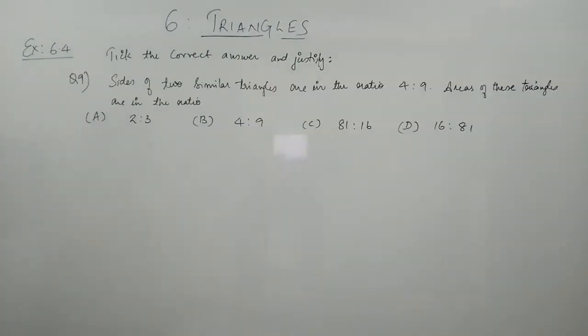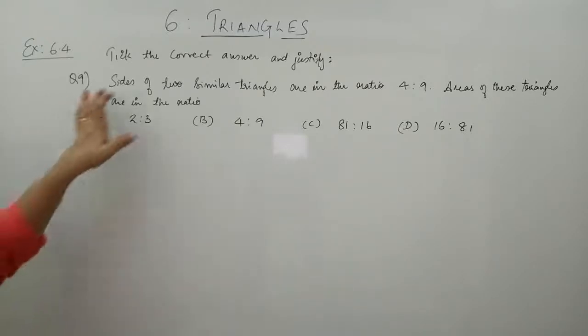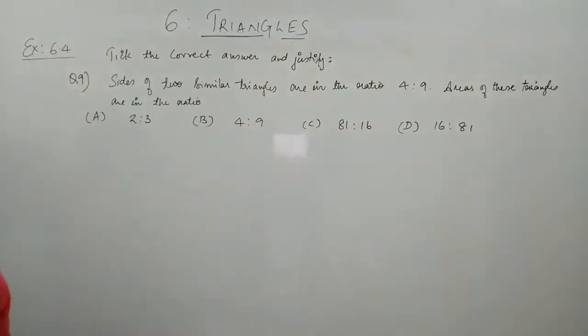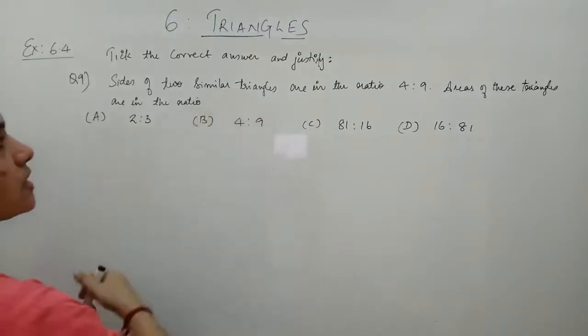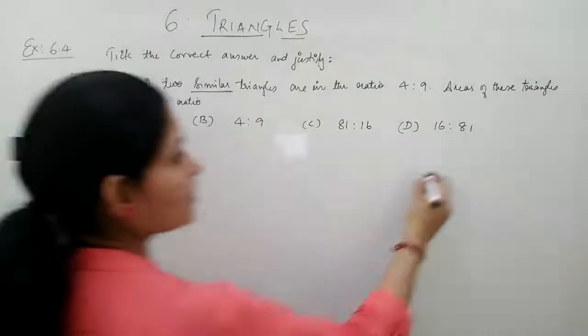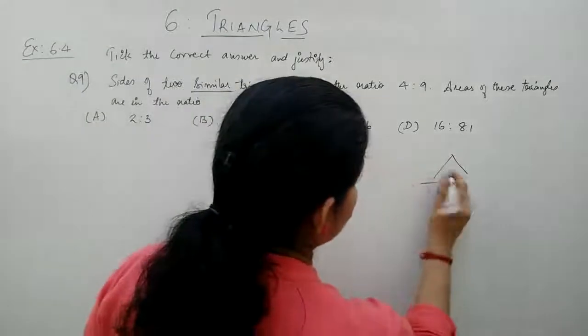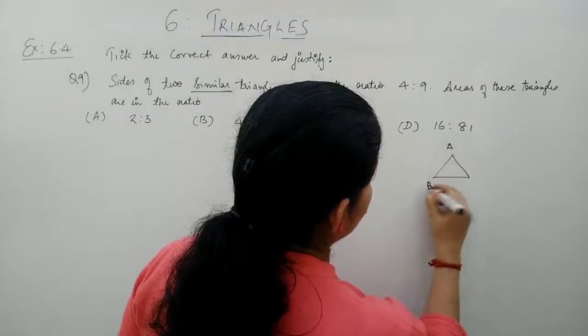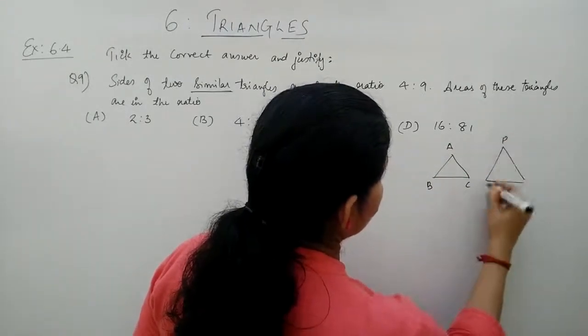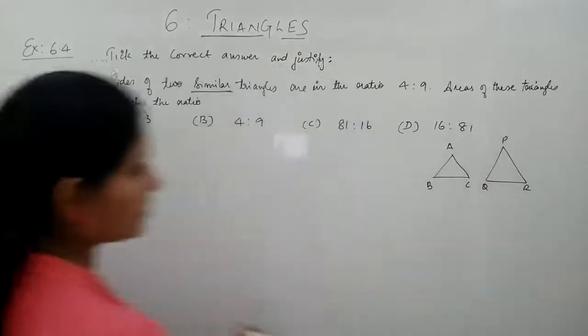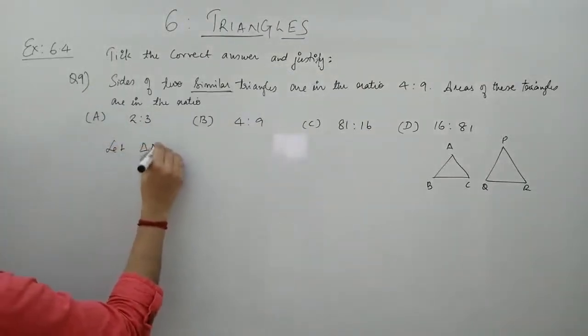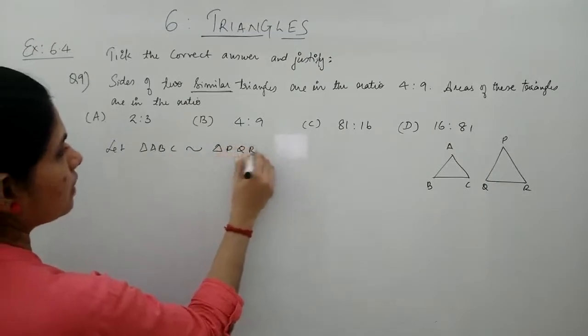9th question is, sides of 2 similar triangles are in the ratio 4:9. Areas of these triangles are in the ratio. That means sides ratio is given. You have to find out the ratio of their corresponding areas. That means in the question itself it is given that they are similar triangles. So first we will take 2 triangles. Let ABC and PQR be 2 triangles such that they are similar. Okay, let triangle ABC be similar to triangle PQR.